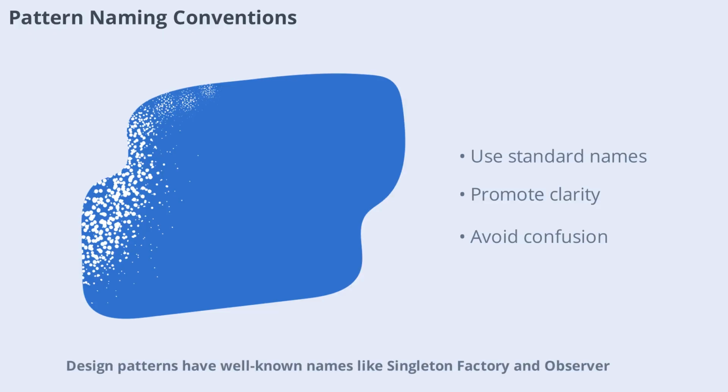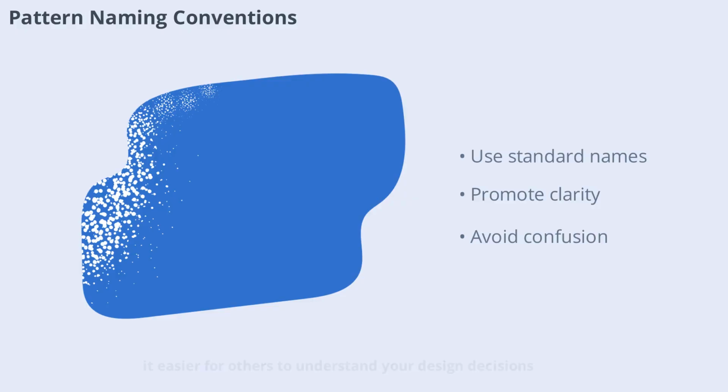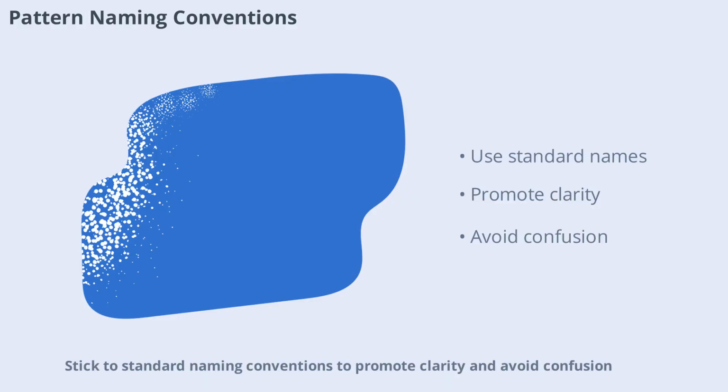Design patterns have well-known names like Singleton, Factory, and Observer. Using these names in your code and documentation makes it easier for others to understand your design decisions. Stick to standard naming conventions to promote clarity and avoid confusion, especially when working in larger teams or open-source projects.